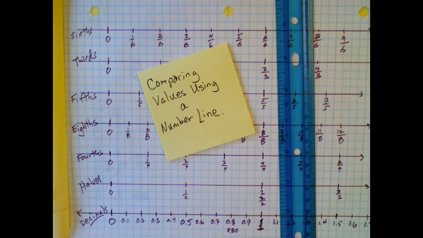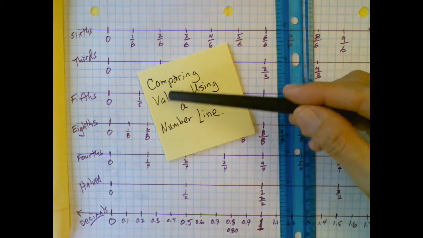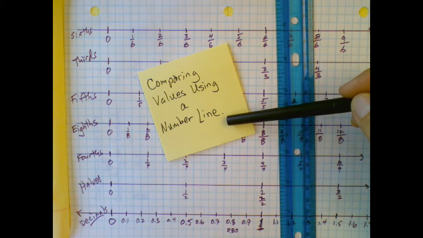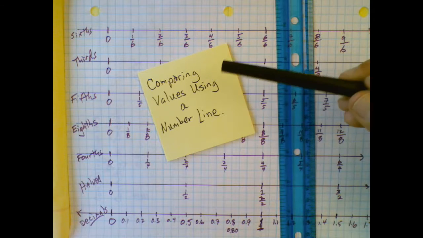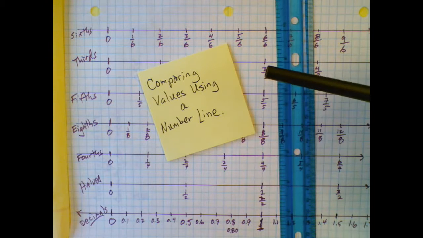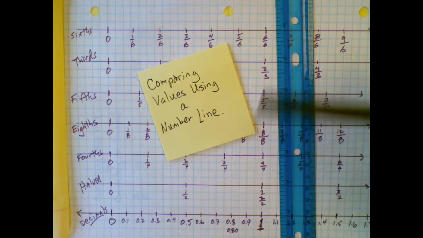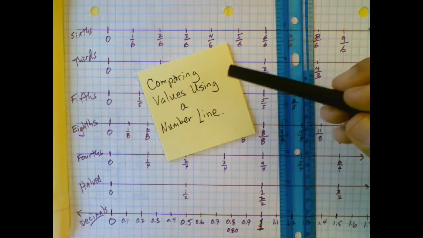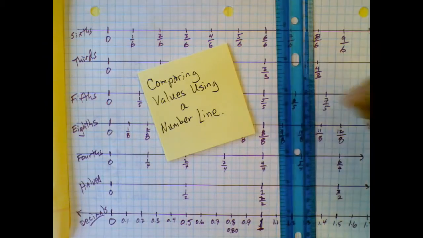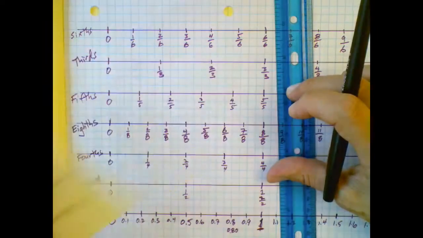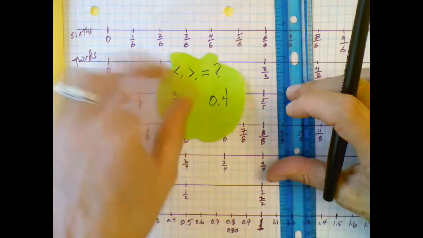Okay, here we are. In this video, we are going to compare some different values, first using a number line, and then when we're done using a number line, we're going to show a second method by changing the form of a fraction to a division. But first, we're going to compare two values using a number line and just ask, which one's bigger?